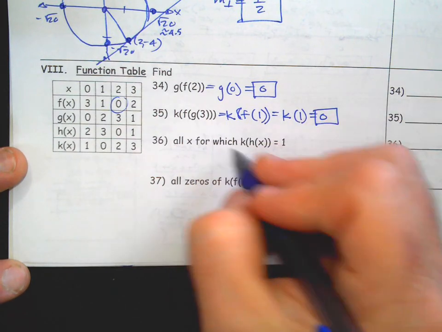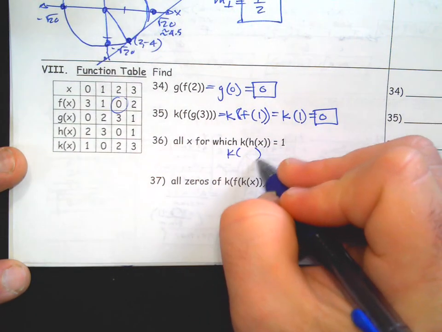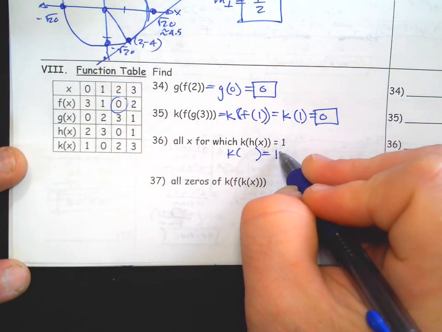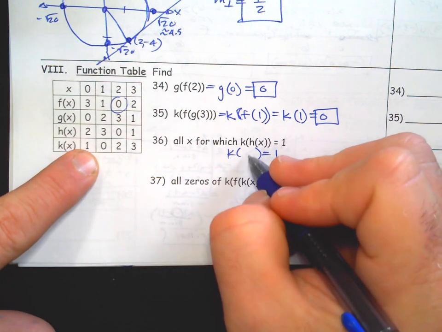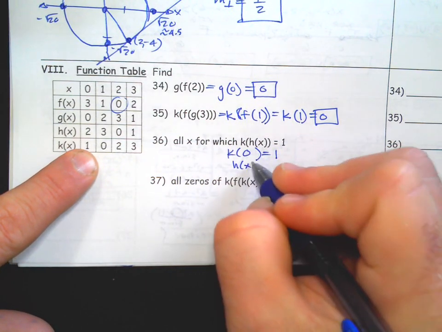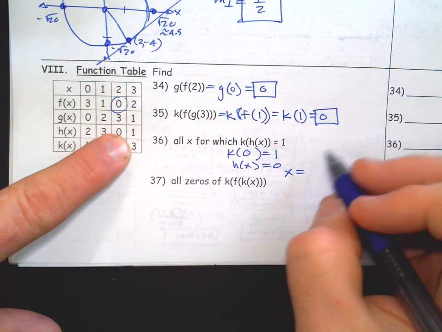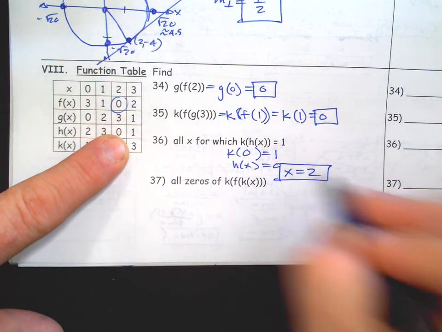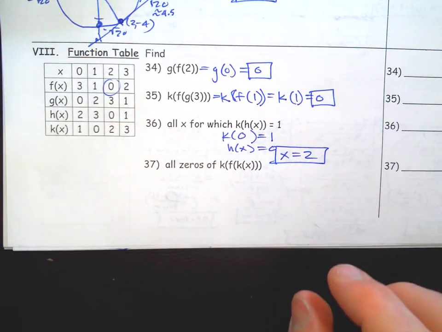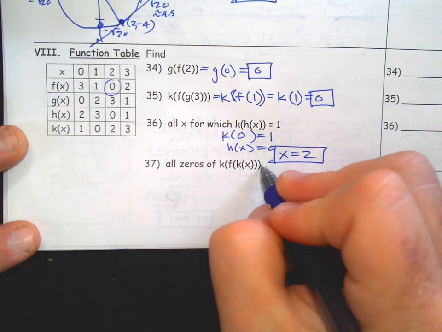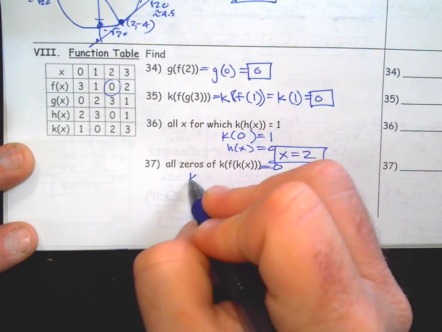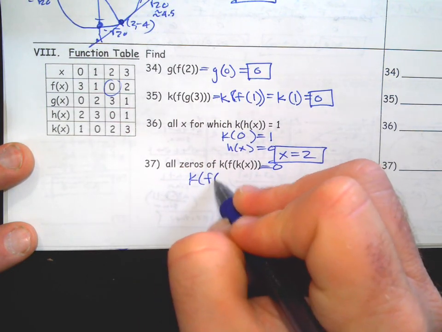Okay, now we're going to solve. And you say, well, what would I plug in to K to get 1? So you work backwards. You plug 0 in. So that means that h of x has to equal 0. So then you say, well, what would I plug in h to get 0? 2. And x equals should be part of your answer. And zeros are x-intercepts.